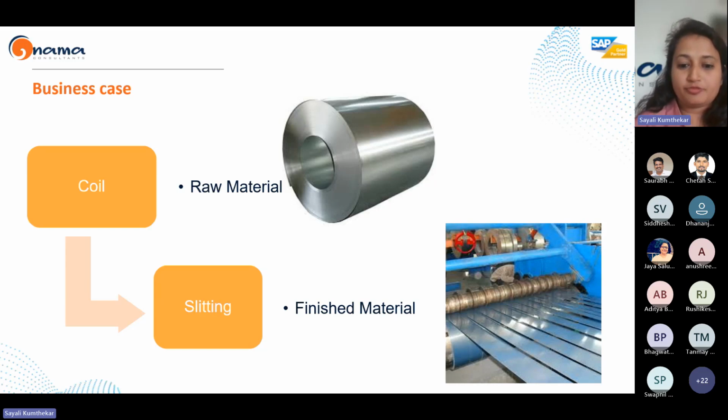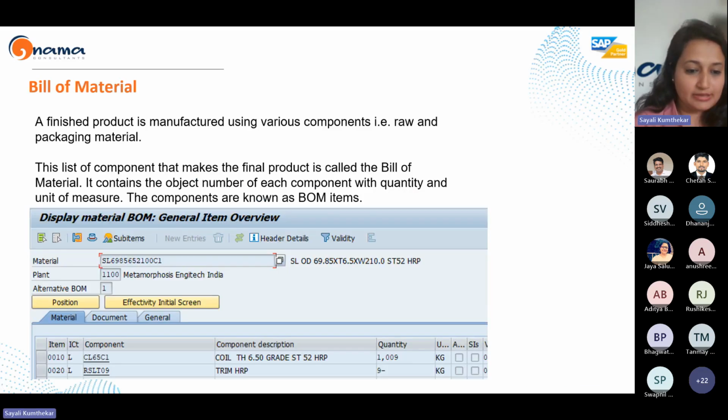Let's take the example of this iron plate. The raw material required is a coil, and the finished material after we do the slitting process will be this iron plate. Now coming to the SAP terminology, in SAP there will be the BOM, which is the bill of material. For every finished product, there will be a BOM, which gives you the details of raw material. Here we have the raw material as a coil, the quantity required, and the scrap which will be generated from that raw material. That also we can maintain in our BOM, the bill of material.